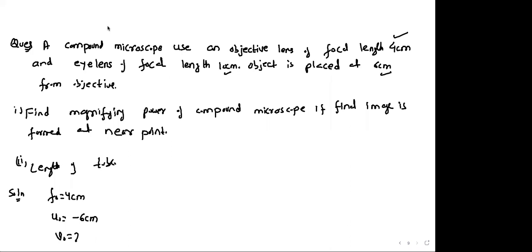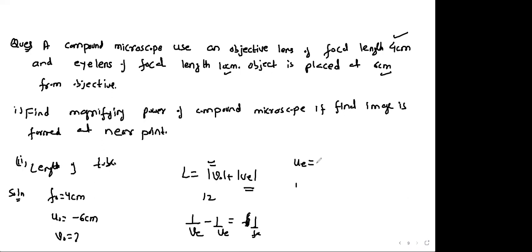Okay, this is correct. Now for the second part, I'm giving you a hint. Length of tube is V naught plus UE. See, you already have V naught. V naught is 12. Okay, for UE, use this relation: 1 by VE minus 1 by UE is 1 by FE. You know VE. VE is minus 25 centimeter. FE is given. You can calculate UE now.